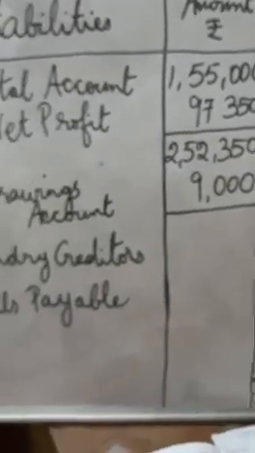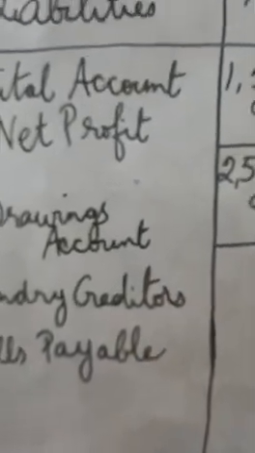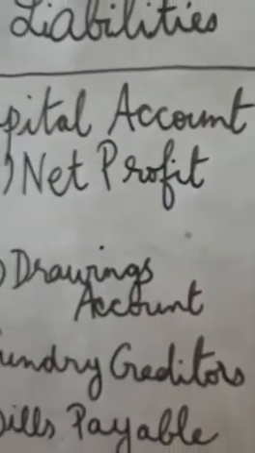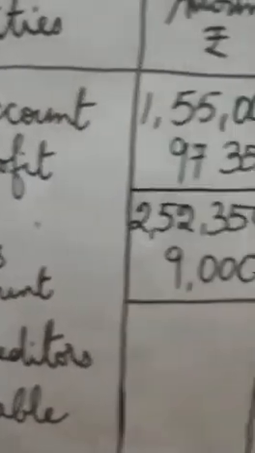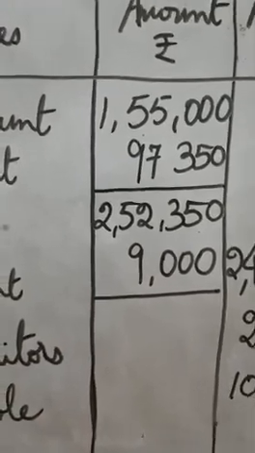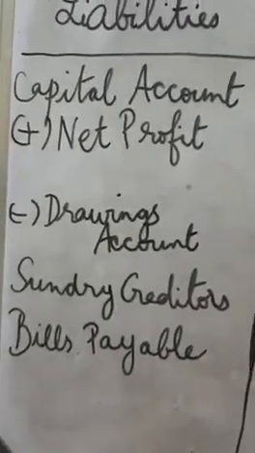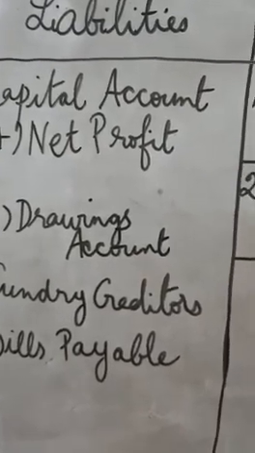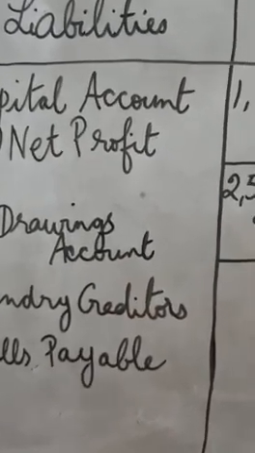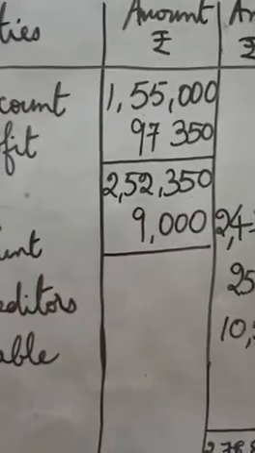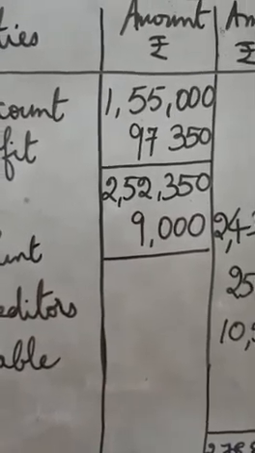Now we go to the liability side. First, always we take the capital account. Capital account is 1,55,000, which is given in your textbook. Then you have to add the net profit whatever we have calculated. So add, plus means add net profit, 97,350. You check it up.